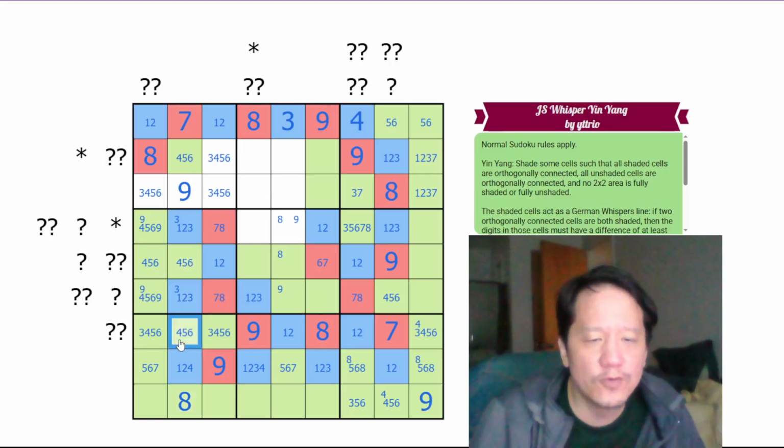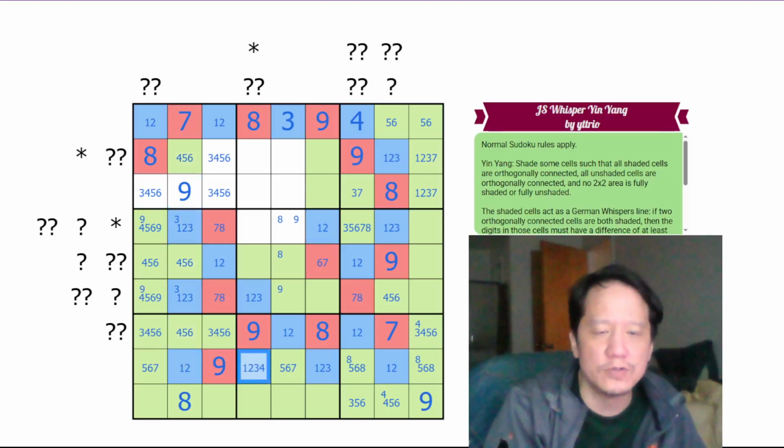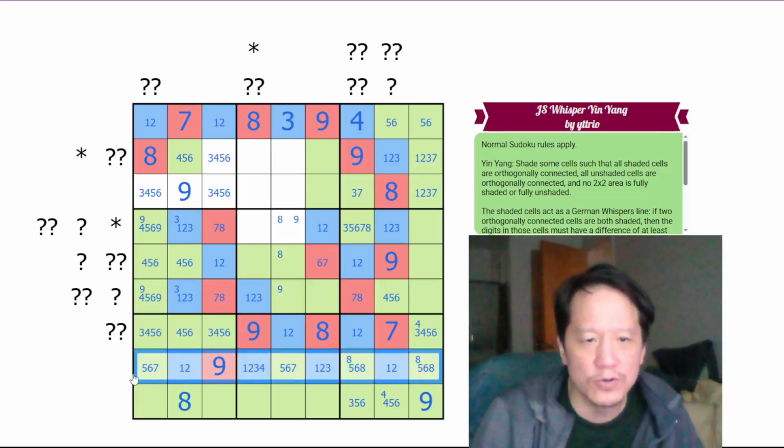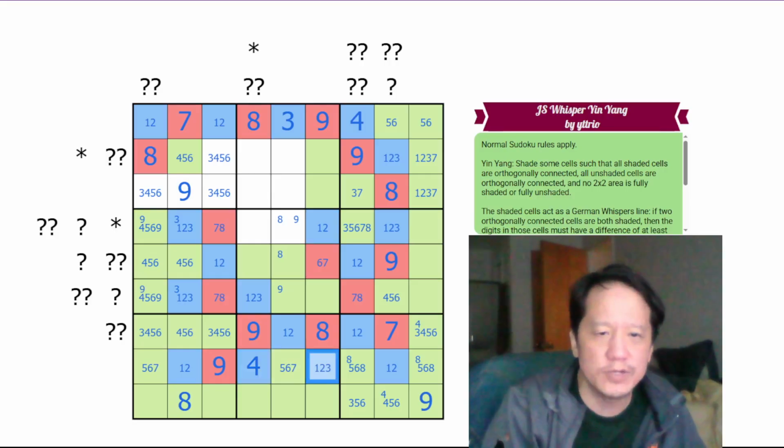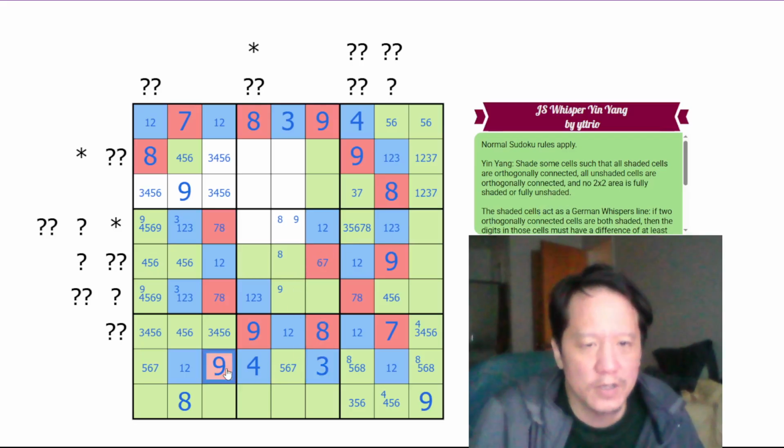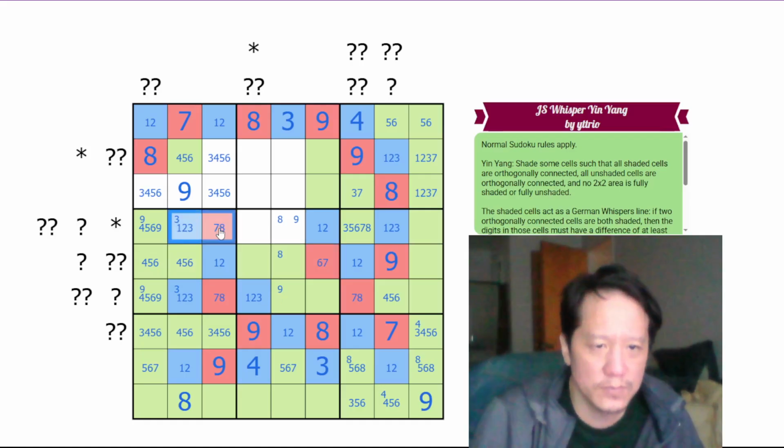We have a 4, 5, 6 triplet in column 2, which eliminates 4, 5, 6 in the rest of the column. This can't be 4. It's 1 or 2. Where's the 4 in row 8? It has to be here. So this is 4. Where's the 3 in row 8? It has to be here. Okay. This is at least 2.